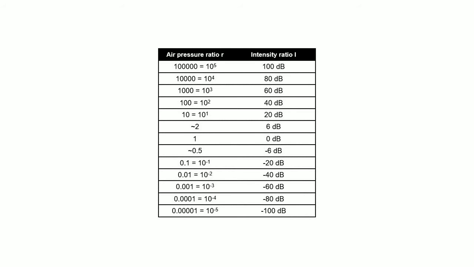If the pressure is twice as high, there is a 6 decibel difference. Conversely, if the pressure difference is half, we will say there is a negative 6 decibel difference. The logarithmic scale transforms multiplication and division into addition and subtraction.